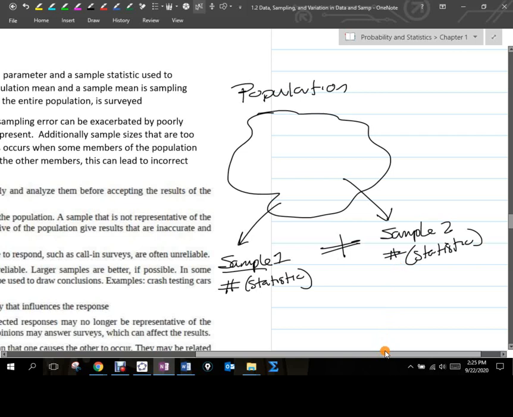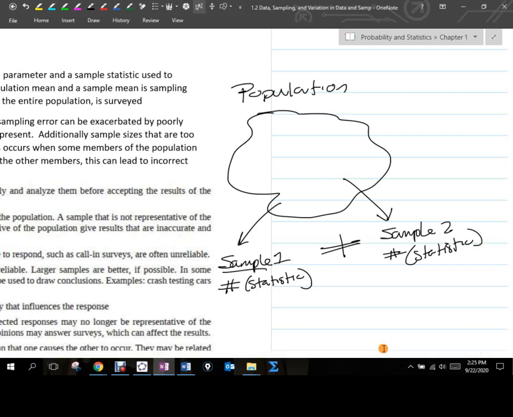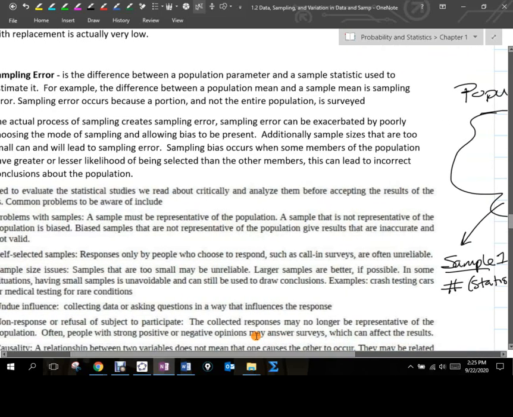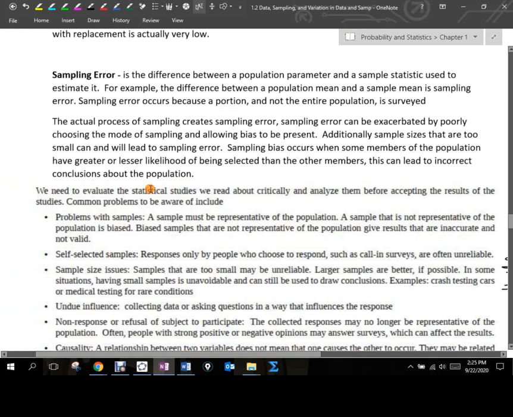But just like in a lab, in a science class like chemistry or physics, you do margin of error at the end. We're going to do sampling error pretty much every time that we do something, and there are going to be formulas that allow us to do that. Right now we're just talking about the concept of what it is.